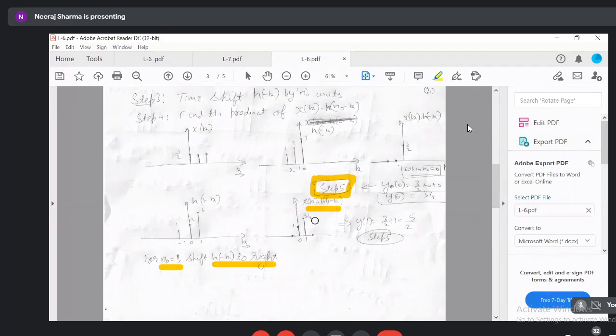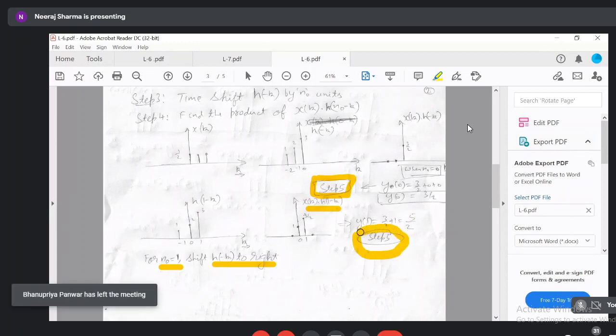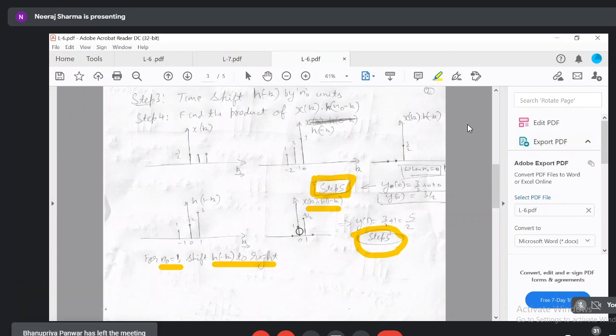So these are all the samples that we have obtained for the product sequence, that is x of k multiplied by h1 minus k. This is step number 5. Step number 5 says to add all the samples in the given product sequence. So 3 by 2 plus 1 is 5 by 2, so y1 will be equal to 5 by 2. This is about slide number 3. If you have any doubt in slide number 3, you can ask.